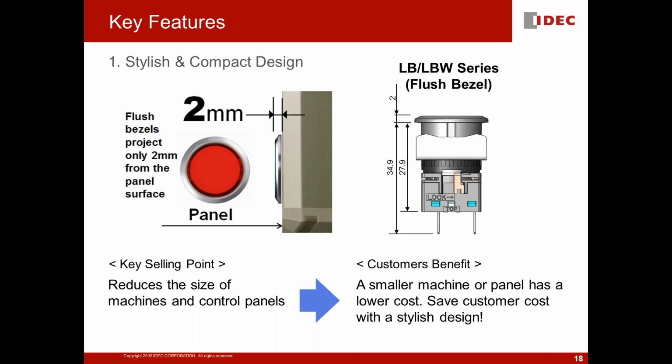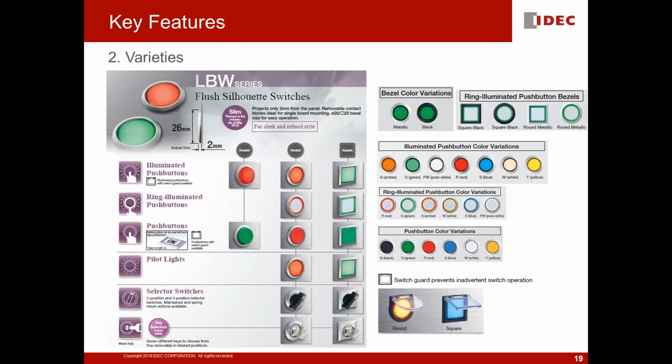Again, the flush mount sits 2 millimeters above the panel, a very slick look. And also the LB/LBW is very short, so if you have a shallow panel, this is a good choice for the application. Again, lots of varieties to choose from. Color-wise and illumination-wise, we have window illumination. Also, we have ring illumination, which adds variety.